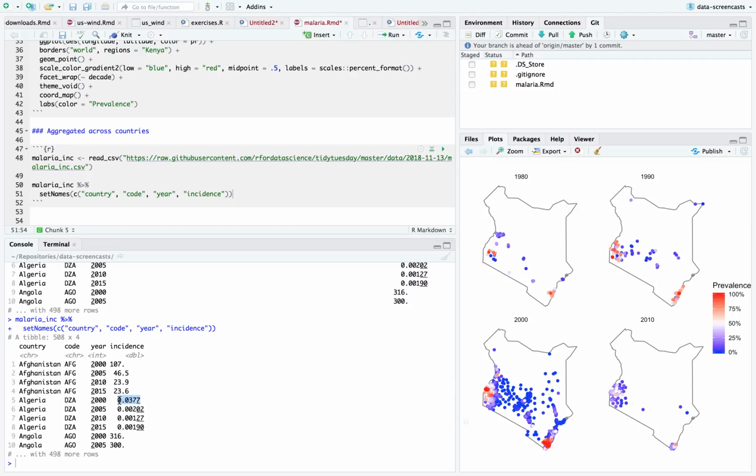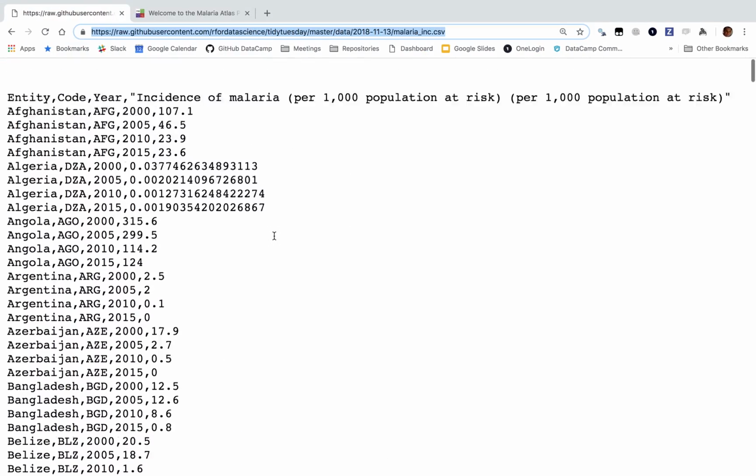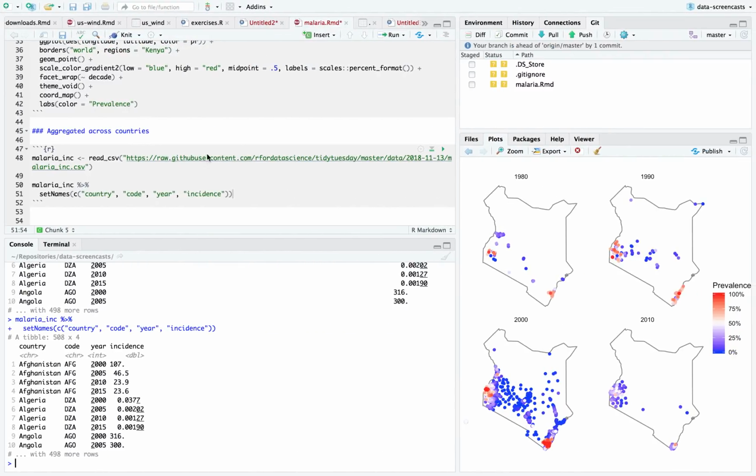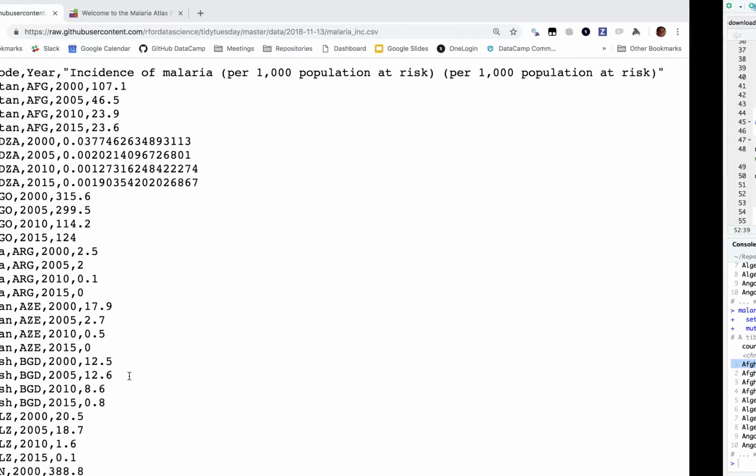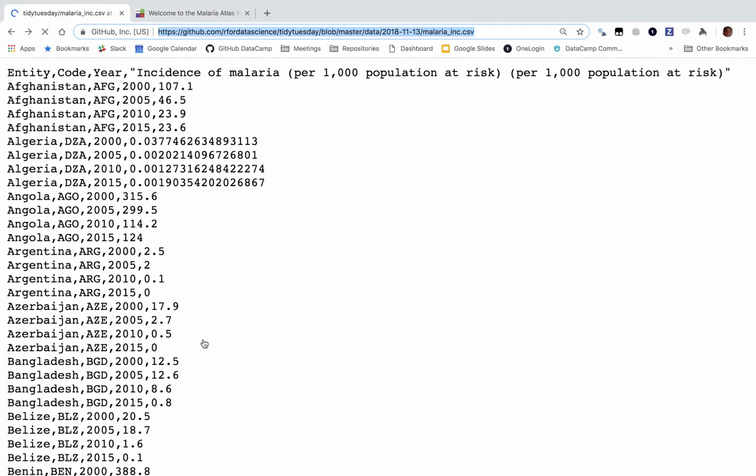All right, so we can see, for example, that Algeria had a very low incidence. Angola had a very high incidence. This is per 1,000 people, am I right? Okay. I'm interested in actually making those always a percentage. I think it's hard for me to think in terms of out of 1,000. So I'm going to mutate it to divide it by 1,000. So I can say 10% of Afghanistan in this year. Okay. So that's some incidence data.